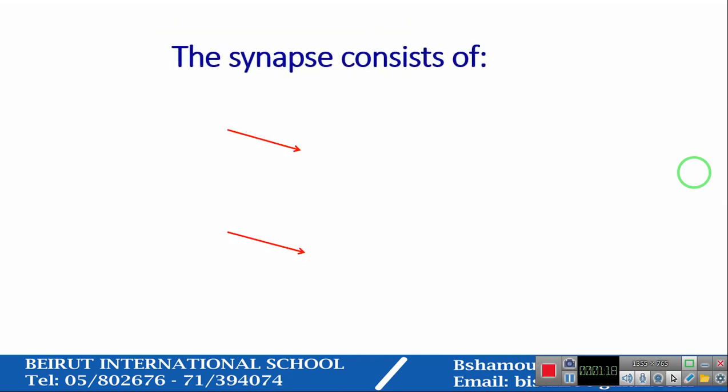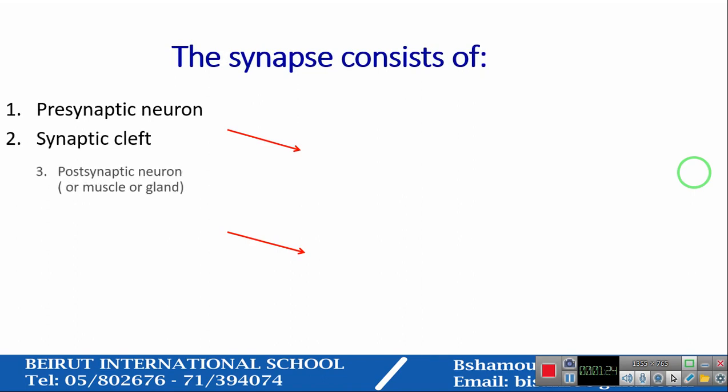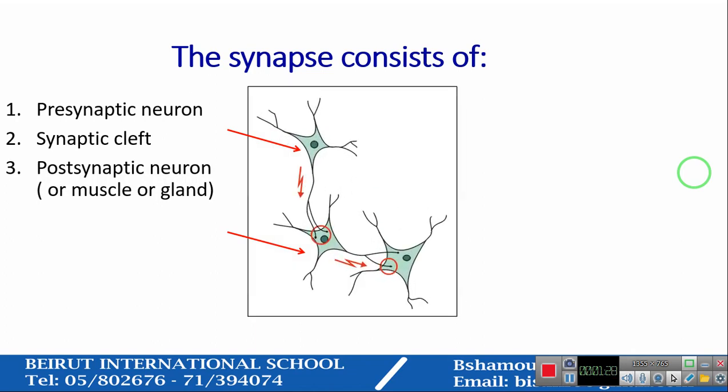The synapse consists of the presynaptic neuron, the synaptic cleft, and the postsynaptic neuron, which could be a muscle or a gland.